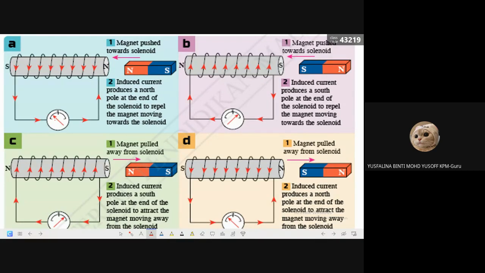But remember for the galvanometer, the starting point zero for the reading is in the middle. It's not the same as the ammeter or the voltmeter. Ammeter and voltmeter have zero at the end, and then 1, 2, 3, 4, 5 like that. But for the galvanometer the zero is at the center. So that's why it can move to the right or to the left, because the zero is at the center here.